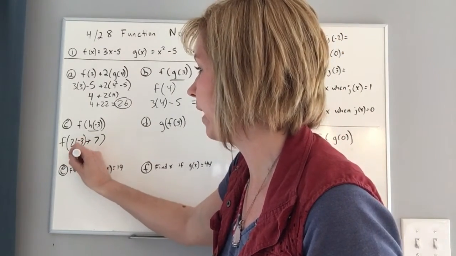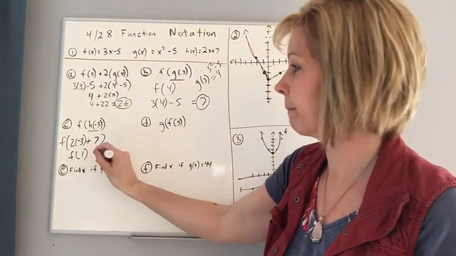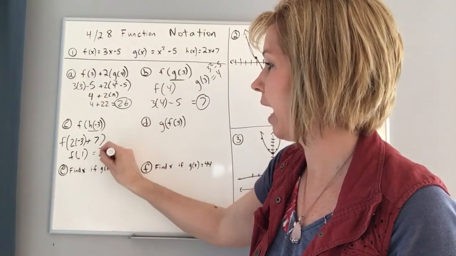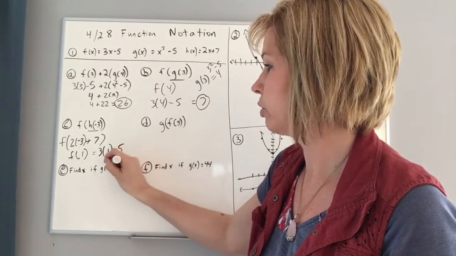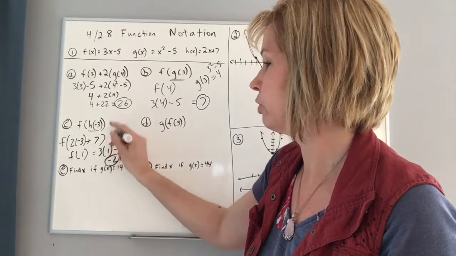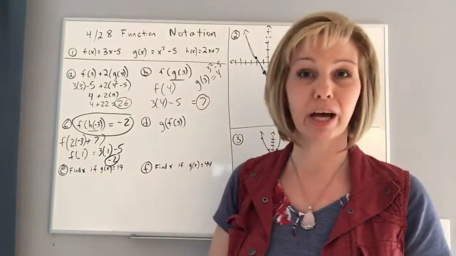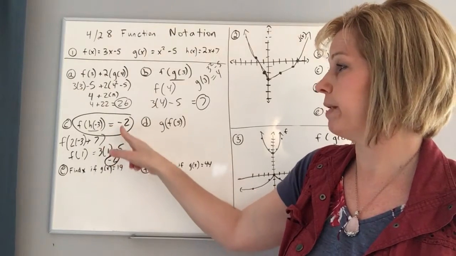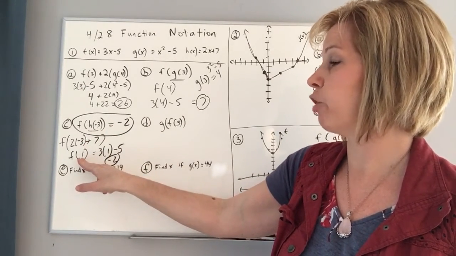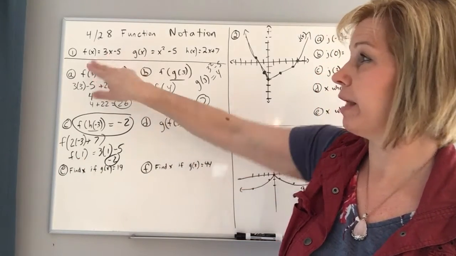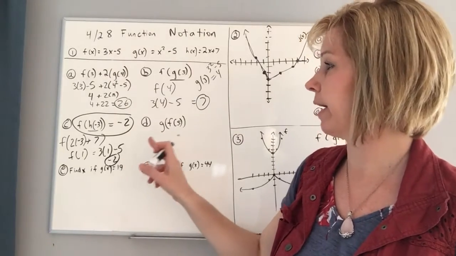So now we're finding f of 1. Put 1 in for x. That would be 3 times 1 minus 5, which should be negative 2. So we could say up here that f of h of negative 3 should be negative 2. So figure out h of negative 3, which was 1, and then you're putting 1 into the f of x function for x. 3 times 1 minus 5 should be negative 2.